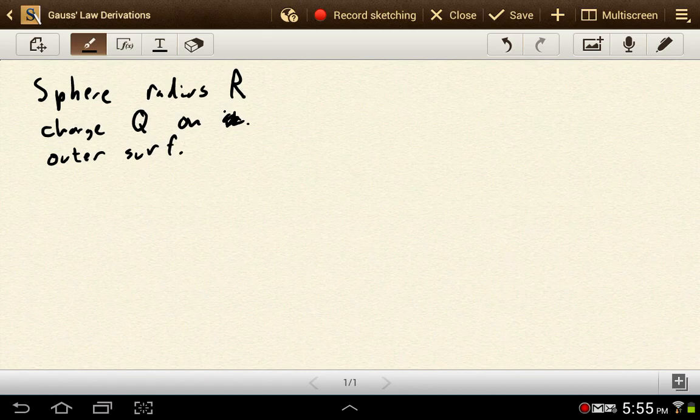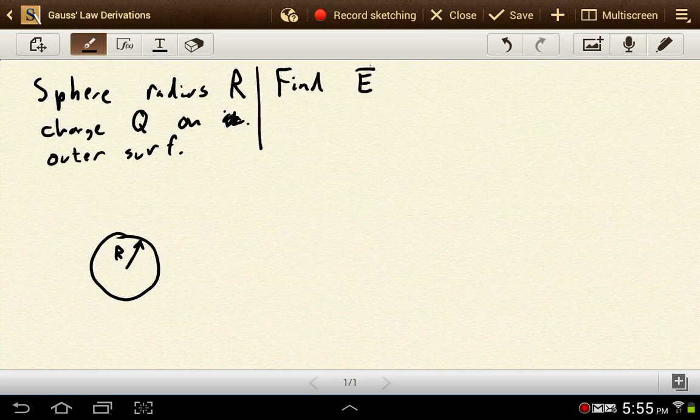Alright, so let me see if I can draw this. Let's see, where do I want to draw this? I will draw this out here. Capital R. Okay, and the charge is Q. Might be positive, might be negative. We want to find the electric field at a position R vector.